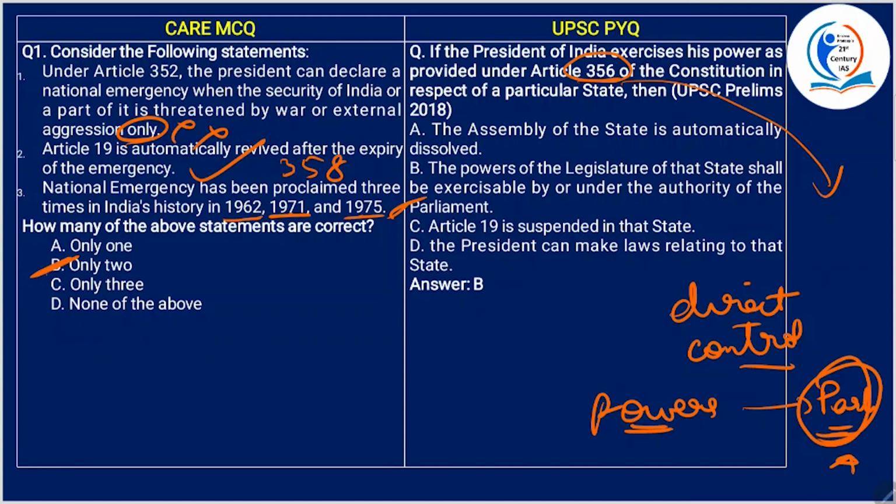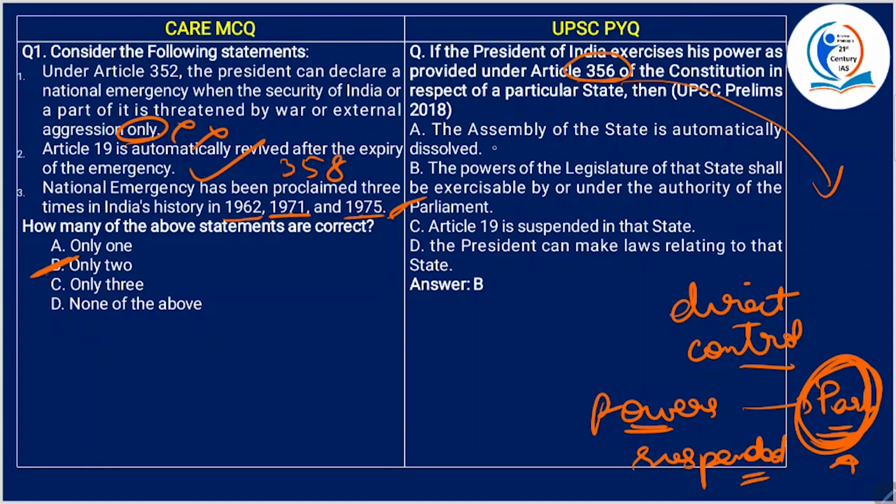I repeat, when the President of India takes over the administration of the state, the powers of the legislature of that state shall be exercised by or under the authority of the parliament. This means that the state legislative assembly is suspended and the parliament assumes the power to make laws for that state. Clear? Now, we'll come back to the question.